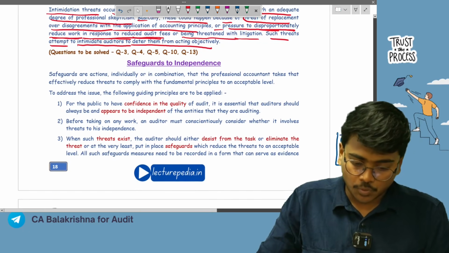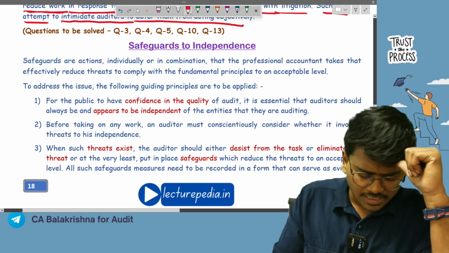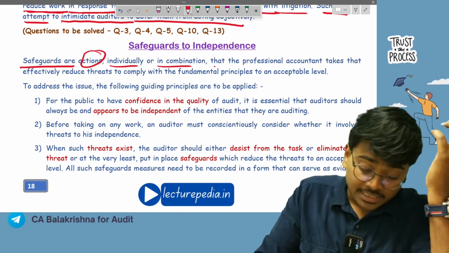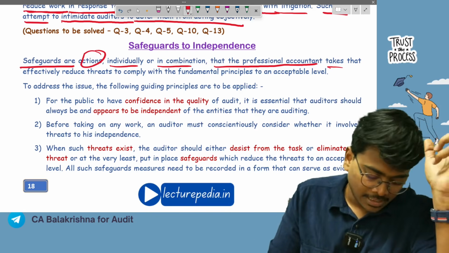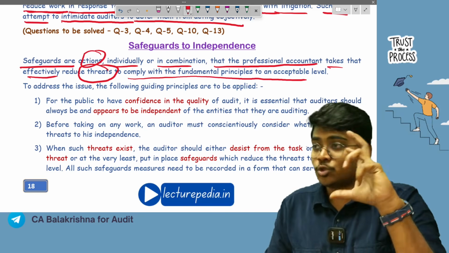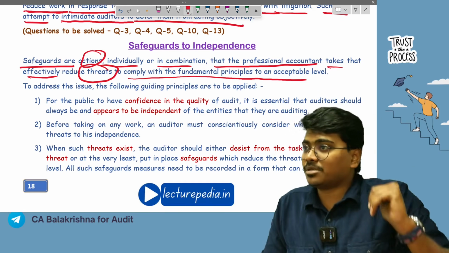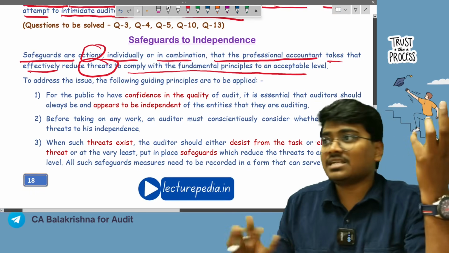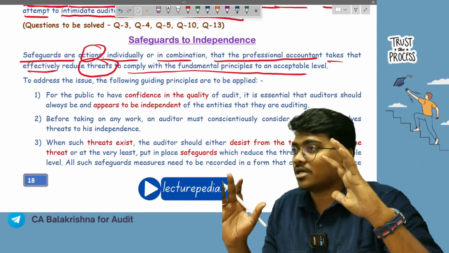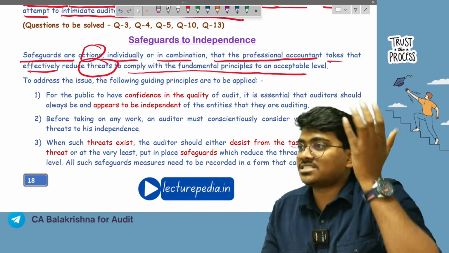Safeguards to independence. Safeguards are actions, individually or in combination, that a professional accountant takes that effectively reduce threats to compliance with the fundamental principles to an acceptable level. By implementing safeguards you can reduce the threat to an acceptable level. Got it? What is an acceptable level? That depends on the professional judgment of the auditor. Based on circumstances, on a case to case basis, the auditor has to decide what will be an acceptable level.